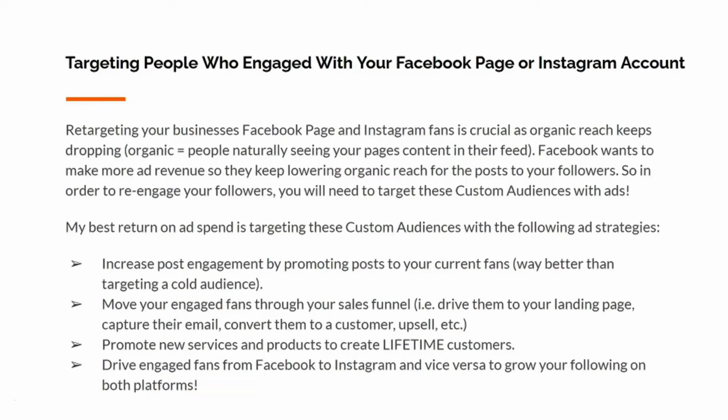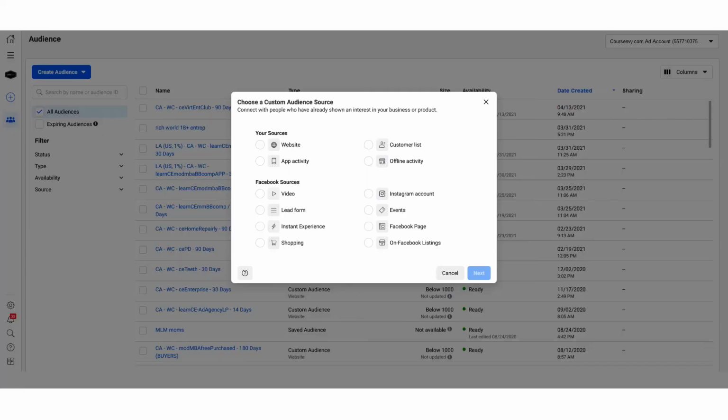So first is to increase post engagement by promoting posts to my current fans. Way better than targeting a cold audience. Second, move your engaged fans through your sales funnel. So drive them to your landing page, capture their email, convert them to a customer. Third, promote new services and products to create these lifetime customers. And finally, drive these engaged fans from Facebook to Instagram and vice versa to grow your following on both platforms.